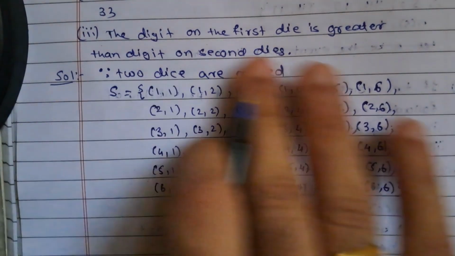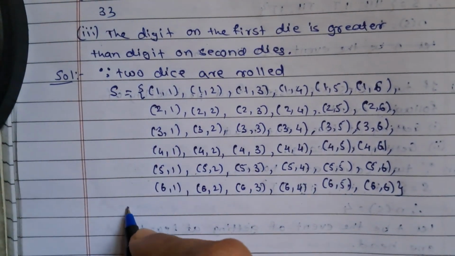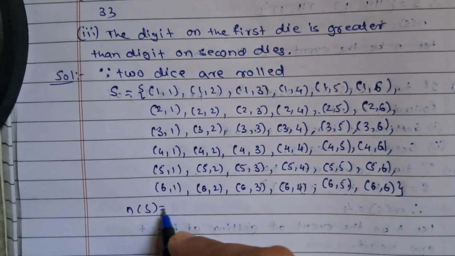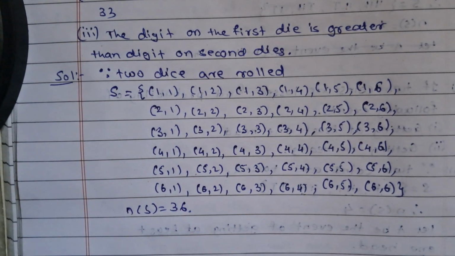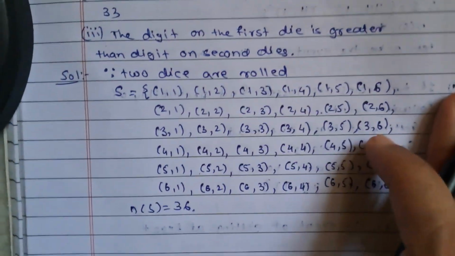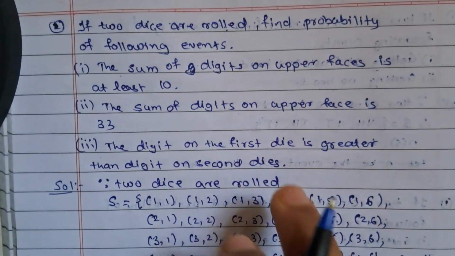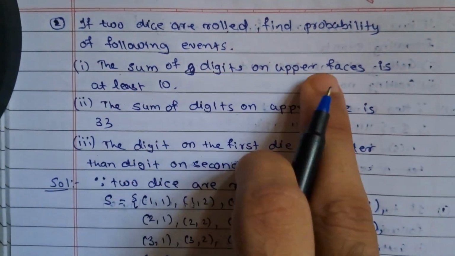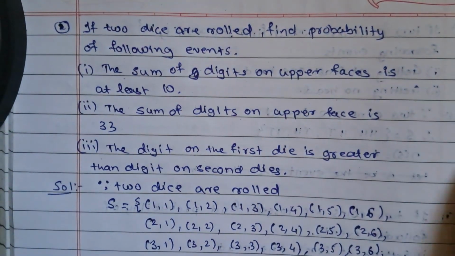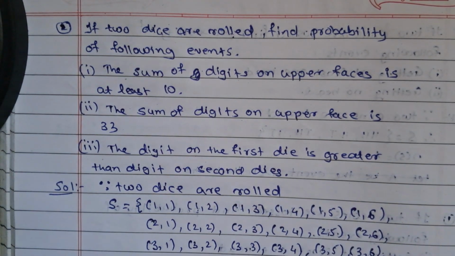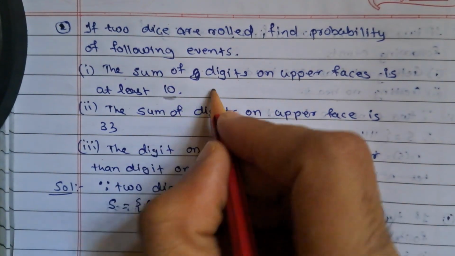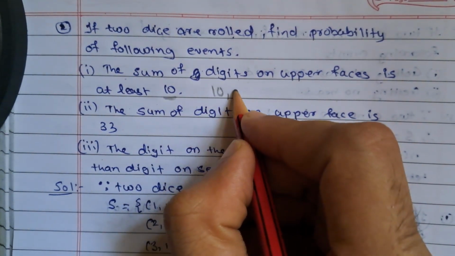So I have listed all the possibilities over here, and as we all know, n of S in this case will be 36. Now let's jump into the very first event that they talk about. The first event says the sum of the digits on the upper face is at least 10. So what do you mean by at least 10? It should be a minimum of 10, or it can be anything more than that also, right?